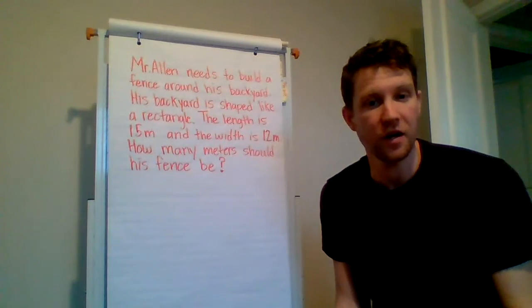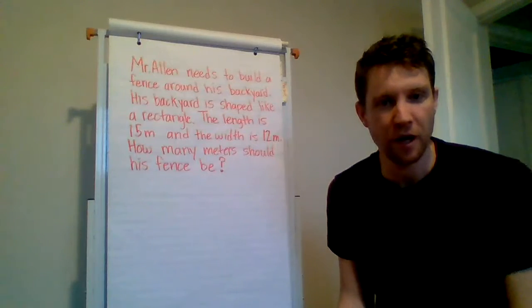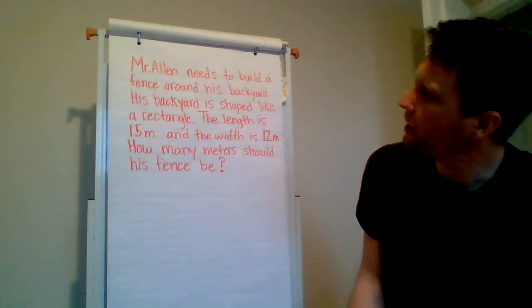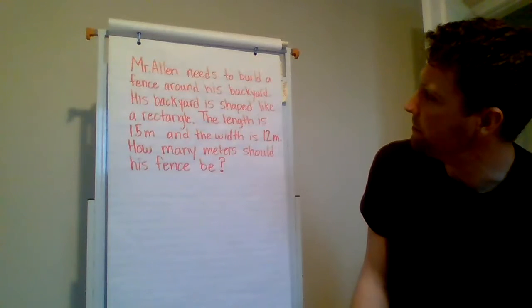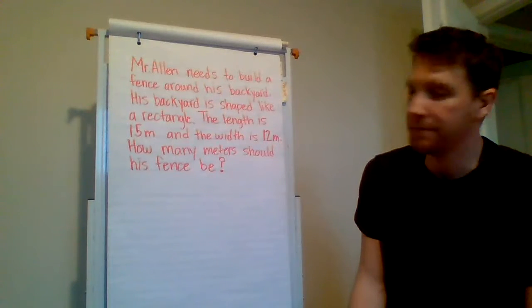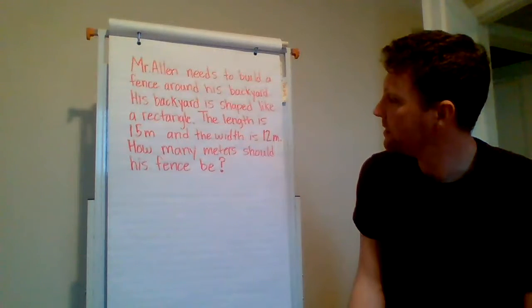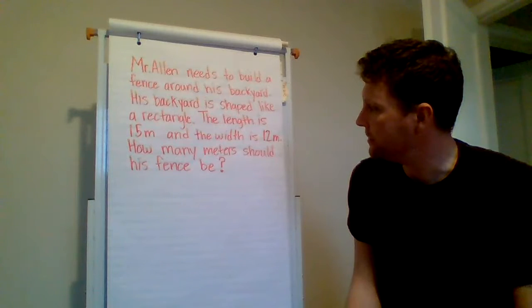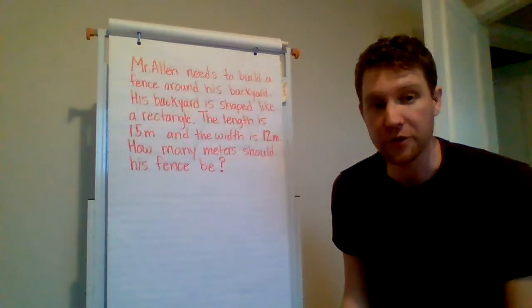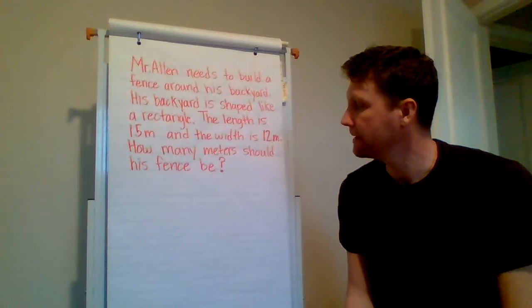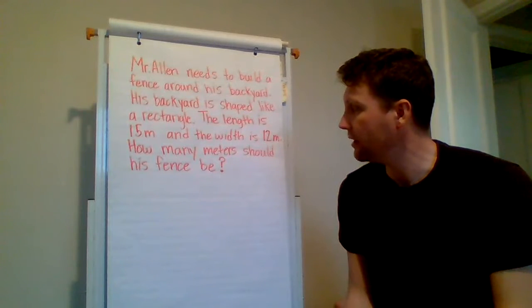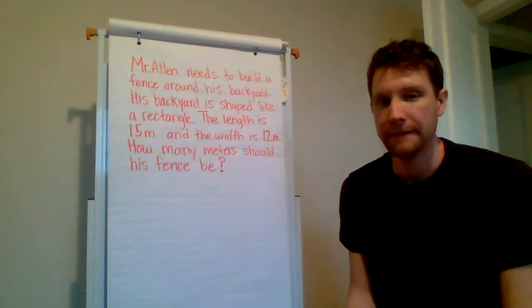So first thing, obviously, of course, we have to read our problem. And here's our problem right here on our chart paper. Our word problem is this. Mr. Allen needs to build a fence around his backyard. His backyard is shaped like a rectangle. The length is 15 meters and the width is 12 meters. How many meters should his fence be? So we know our problem and we know we have to figure out how many meters should his fence be.